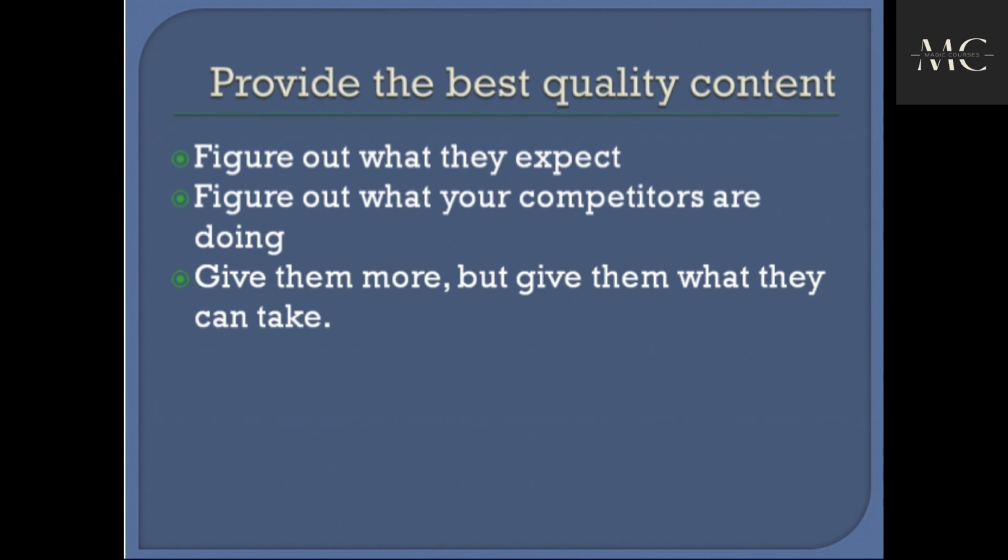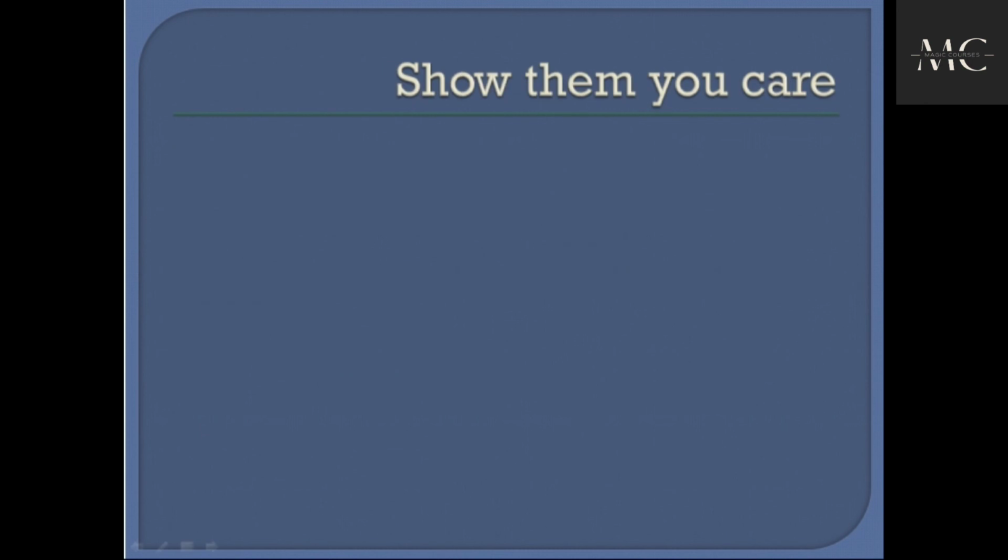Now, your competitors might have a lot of content, but that doesn't necessarily mean it is quality content. So figure out what kind of quality content your competitors are providing, and then give them more. But give them what they can take. Find that fine line and give them enough quality content that they're going to be happy. Go above and beyond and show them that you care. This is one of the biggest things I see behind the biggest dropout rates for membership sites.